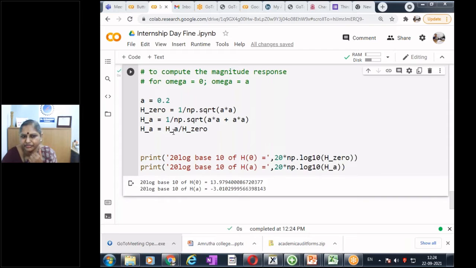The ratio of h of A to h of 0 is always minus 3 dB, whatever is the value of A. Let me take A as say 1. So A as 1, then log 1 is 0, so it is 0 dB, and when omega is equal to A, what happens is minus 3 dB. So what does it mean? A is the 3 dB cutoff.